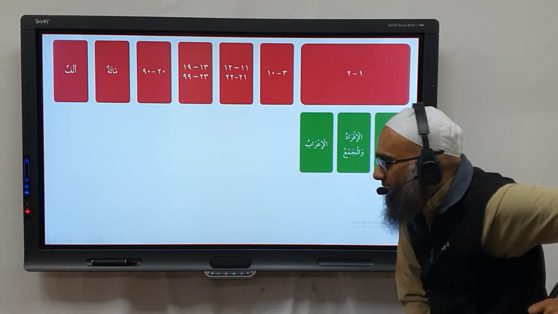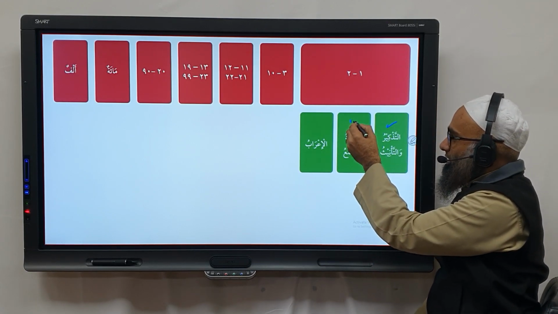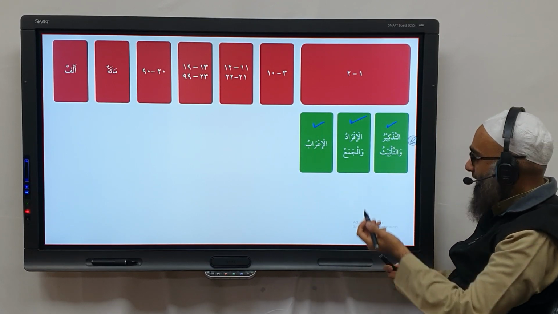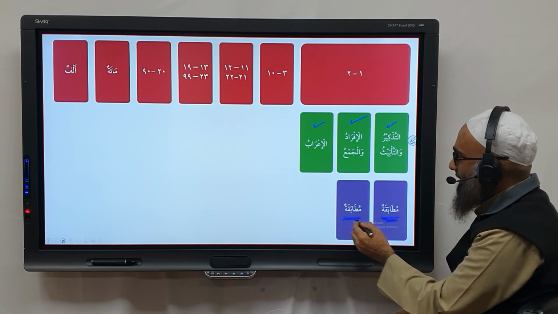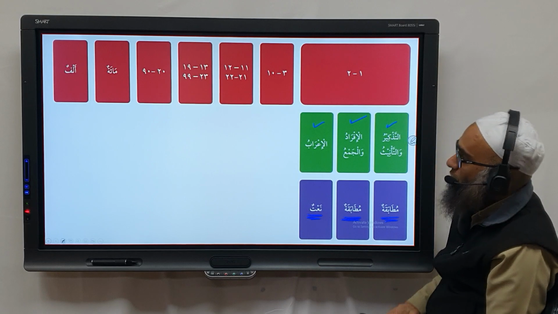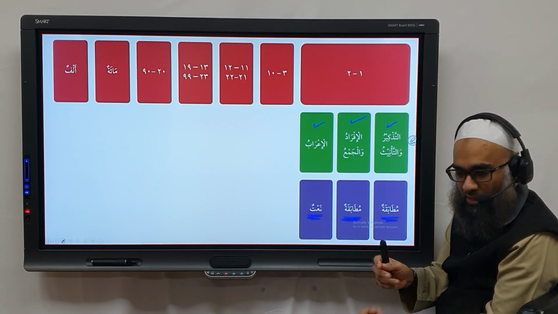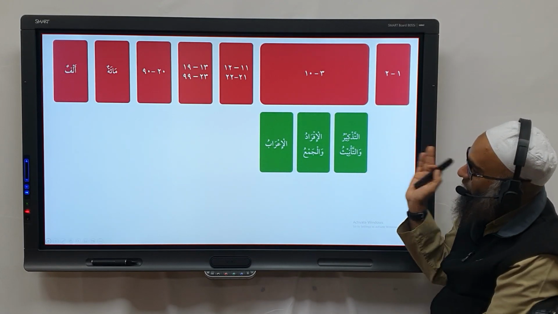So in numbers 1 to 10, there are 3 things you have to ask: mudhakkar mu'annath, singular or plural, and the i'rab. So 1 and 2, well, you say they match in everything. You have mutabaqa in gender and number, and mutabaqa in i'rab, which is na'at. So numbers 1 and 2 always agree. Ithnani, ithnatan, they always agree with the ma'dud. Yes?